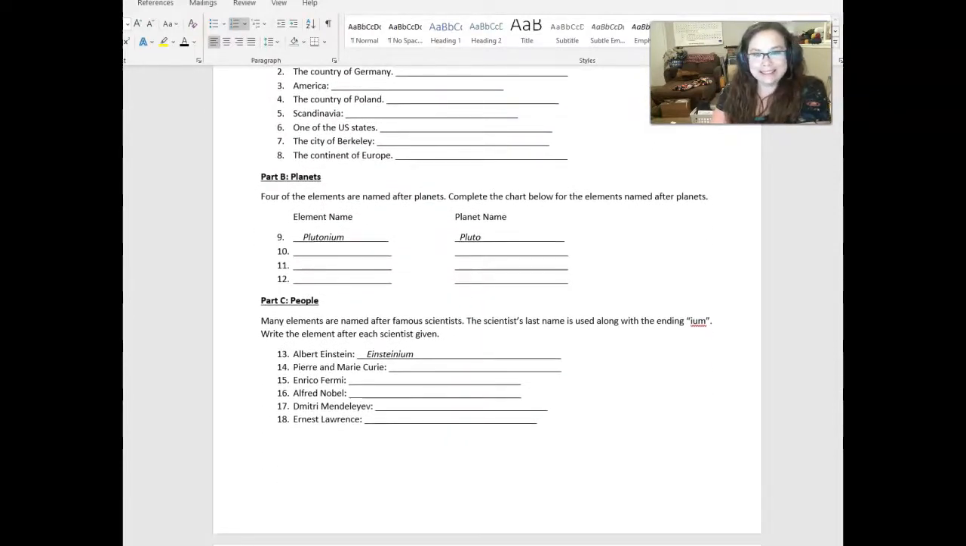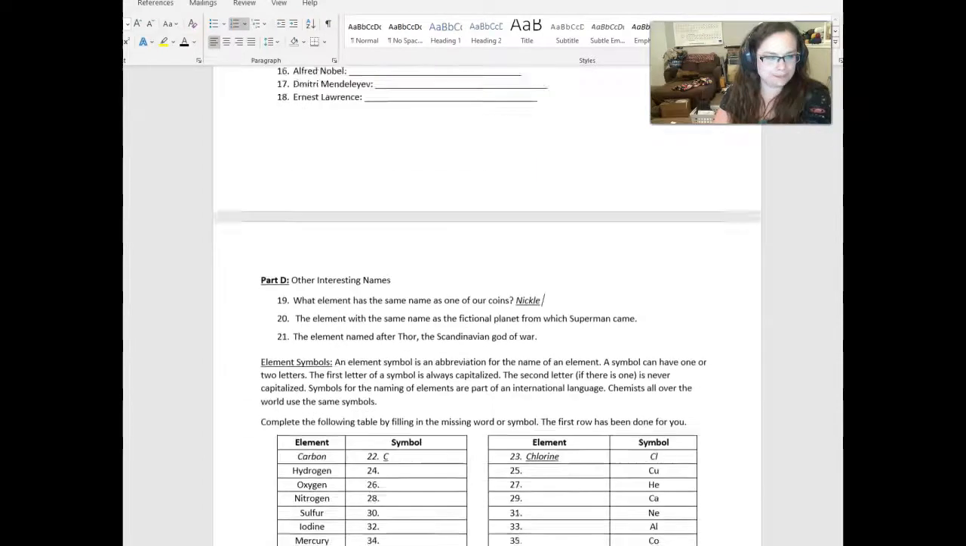Part C is all about elements named after people. It's usually the scientist's last name ending with "ium." The first one is Albert Einstein, and the element named after Albert Einstein is einsteinium.